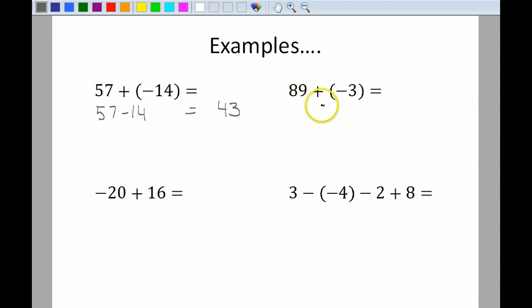Now I have 89 plus negative 3. Okay, signs are different. The small number from the large number. 89 minus 3 is what? 86.